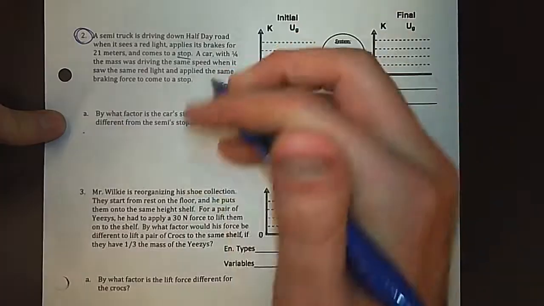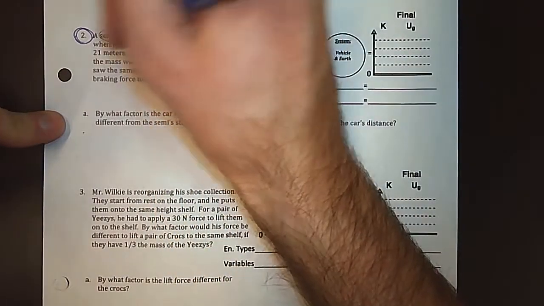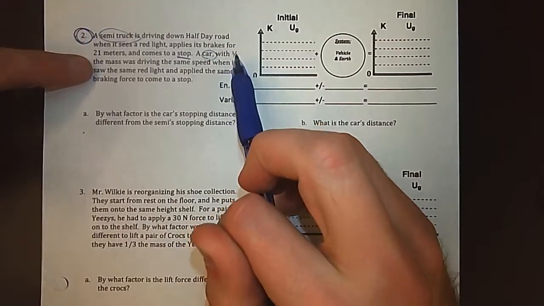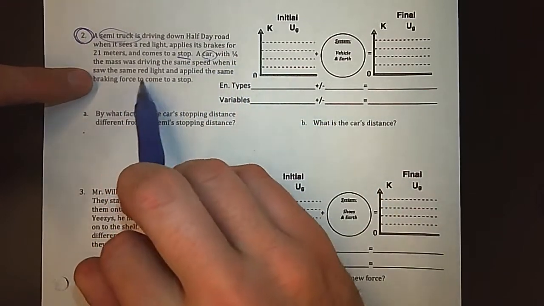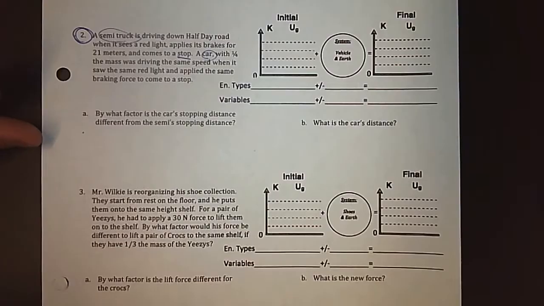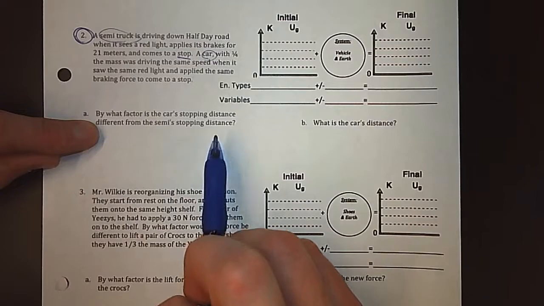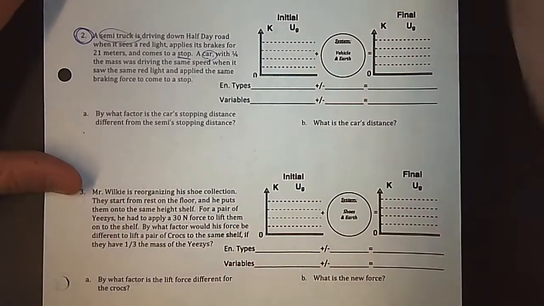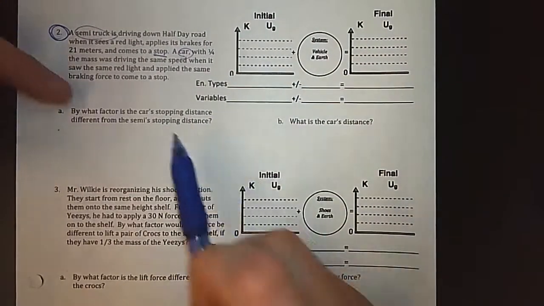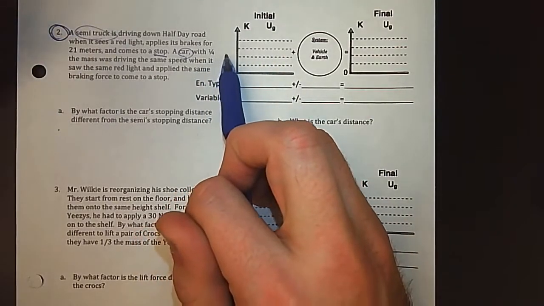Right? A car instead of a semi-truck, with 1/4 the mass, was driving the same speed when it saw the red light, and it applies the same braking force to come to a stop. The question is, by what factor is the car's distance going to be different than the semi-truck's distance? So the nice thing is, if you notice, it's the same exact situation in terms of my energies. The only difference here is the mass.